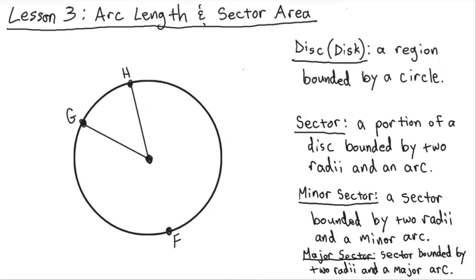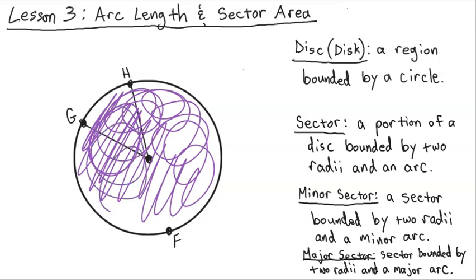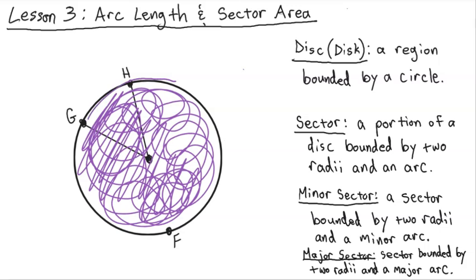In order to understand a sector, we first need to understand what a disk is, okay? A disk is basically all of the area on the inside of a circle. It's a region that's bounded by a circle. So this whole circular area with the circle on the outside, this is called a disk, okay?